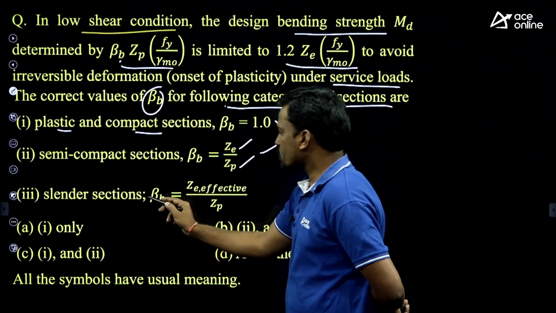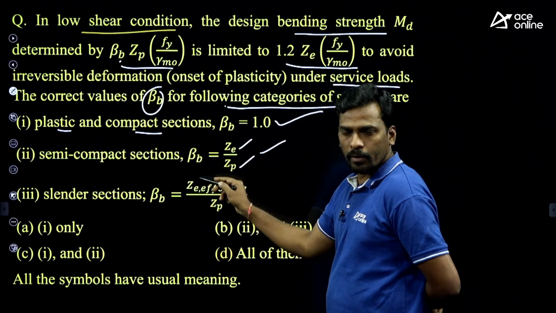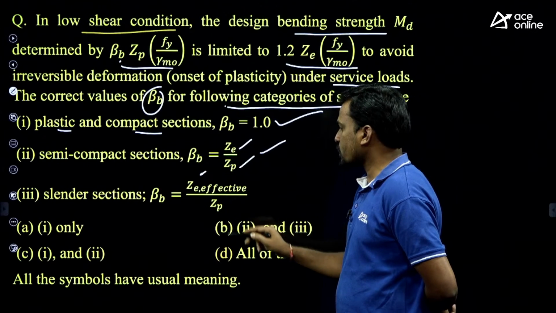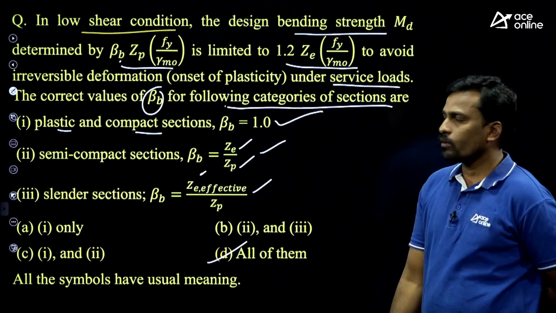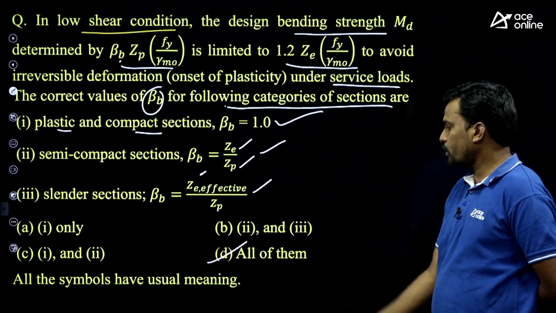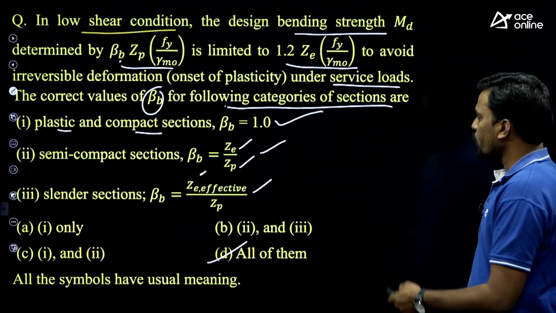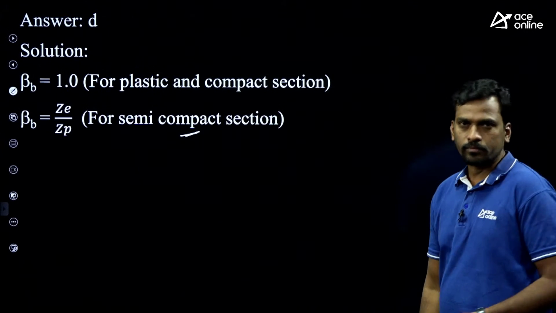And this is for slender section. Yes, this is the elastic effective section modulus by plastic section modulus. This is also correct. Then all of the above, 1, 2, 3 are correct. Then option D is correct. This is a question from the beams chapter. So these are the things I gave in class notes.